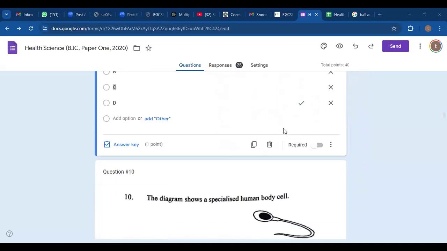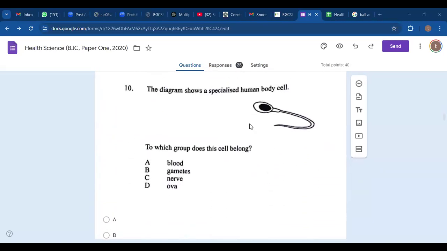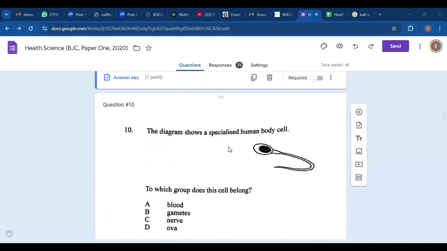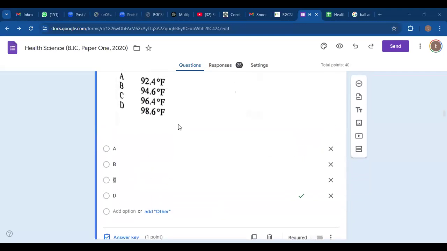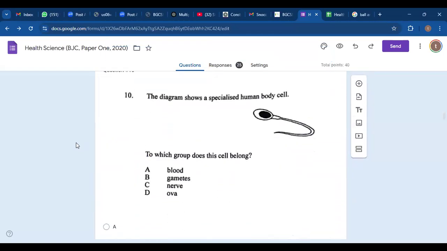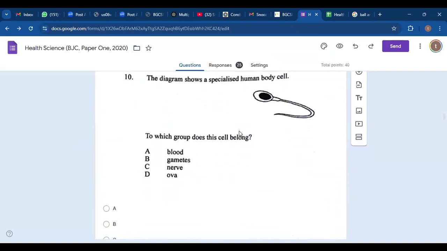Moving right along. The diagram shows a specialized human cell. To which group does this belong? The answer is D, over D. And what was the one with the head rotation? That's pivot. The diagram shows a specialized human body cell. To which group does this belong? Gamete. Very good.